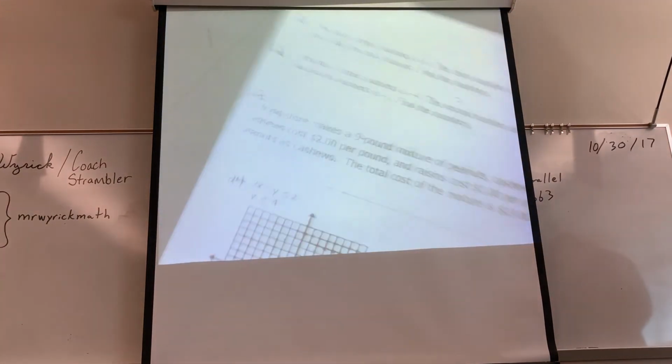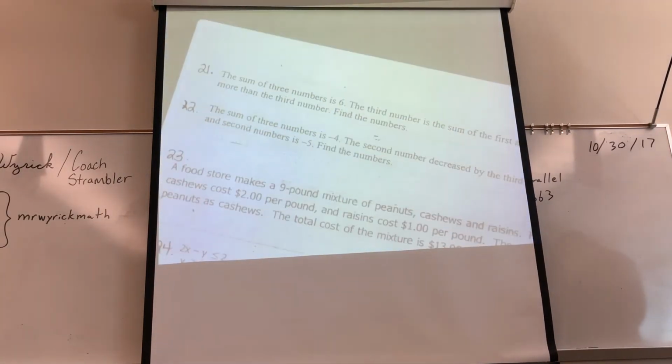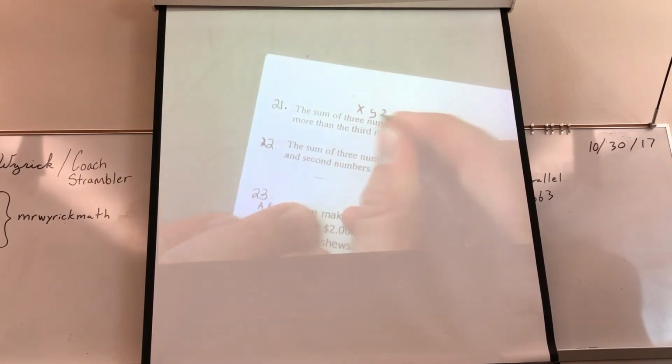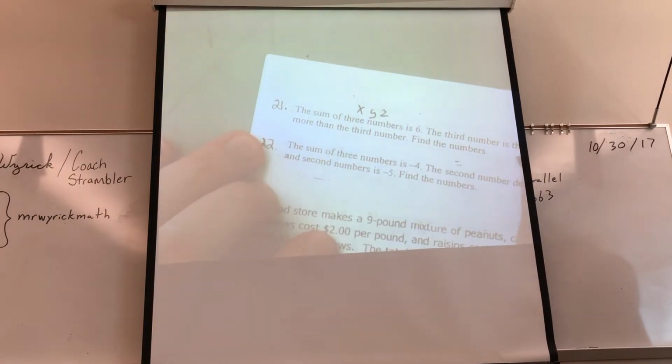On the next page, talking about word problems. The sum of 3 numbers, I always make those 3 numbers x, y, and z. The sum of 3 numbers is 6. x plus y plus z equals 6. The third number is the sum of the first and second. Third number is z, sum of the first and second, x and y. The first number is 1 more than the third number. x is equal to z plus 1.